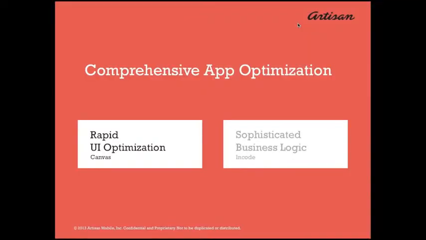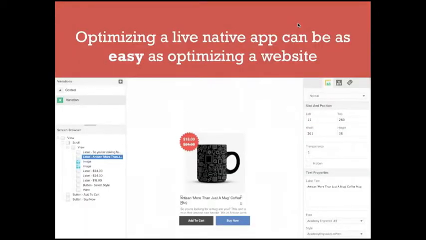So the first thing is, as I mentioned, that Artisan is unique because we're the only provider that's able to deliver 2 kinds of optimizations in the app. One optimization is through the UI. So our canvas allows you to literally do point-and-click changes to the app. So if you want to change, for example, the orange starburst there, you can easily swap that out for a different image. You can add images. You can also add text. And this is where you create not only your A/B test variations, but also your personalizations for your individual segments.